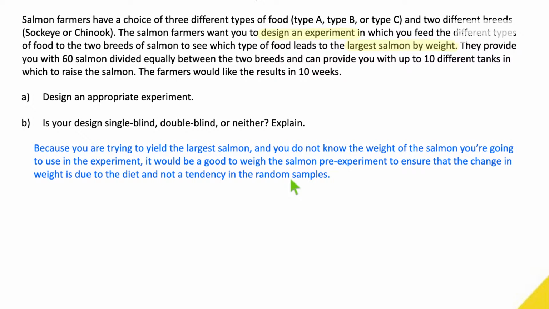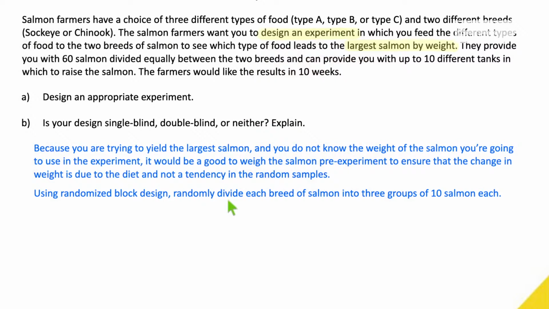So if you are designing an appropriate experiment, you want to control as much as you can, or at least know what your random variables are, so you can at least account for them, even if you can't control them. So certainly the weight before and after is an important area that you want to look at. Okay, and then what do you do? You use randomized block design, divide the breed up into 3 groups of 10 salmon each.